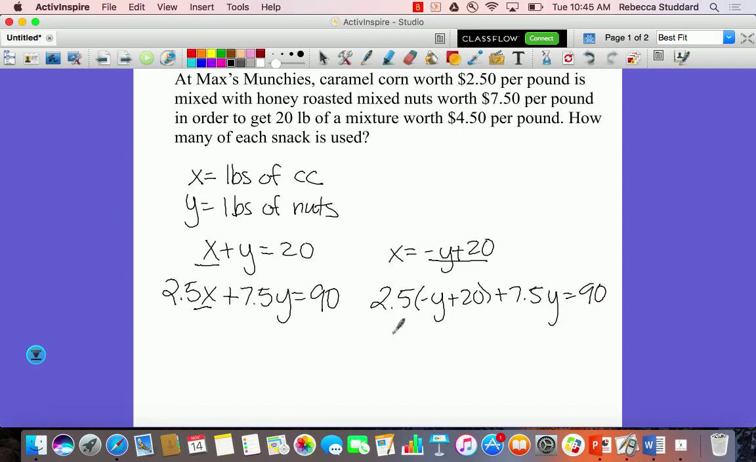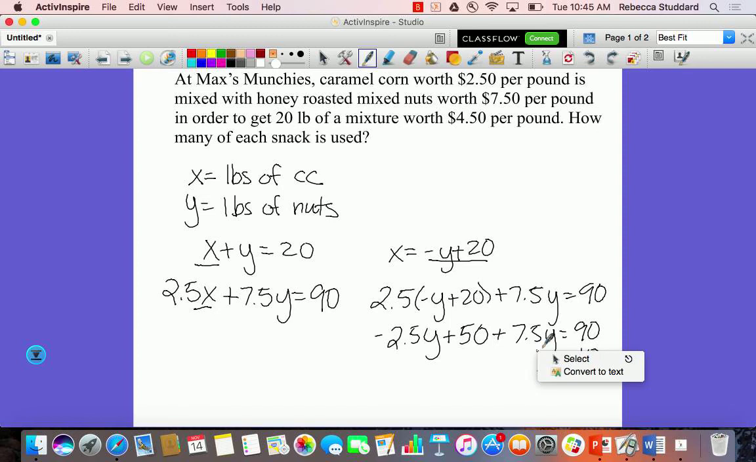So distributing, I get negative 2.5Y plus 50 plus 7.5Y equals 90. I bring my 50 over and get 40. Negative 2.5 plus 7.5 is 5Y. And so Y is 8.